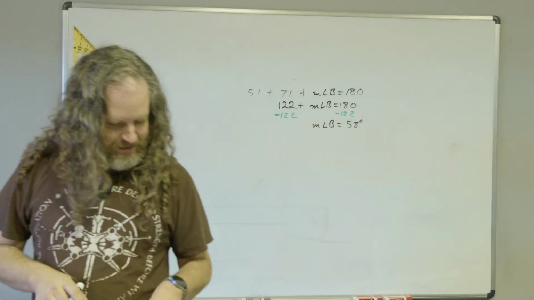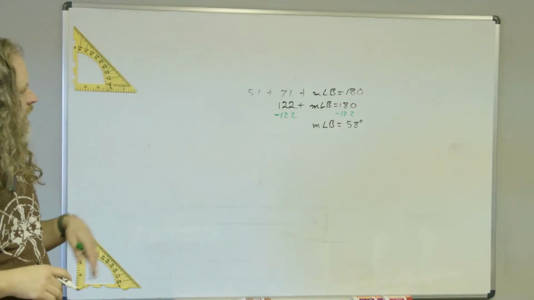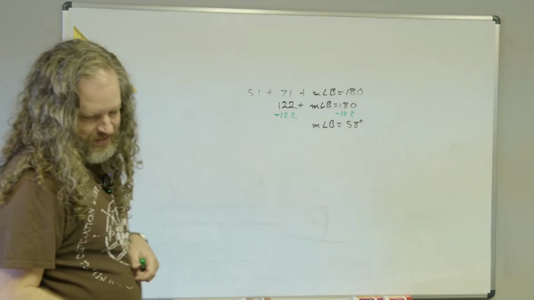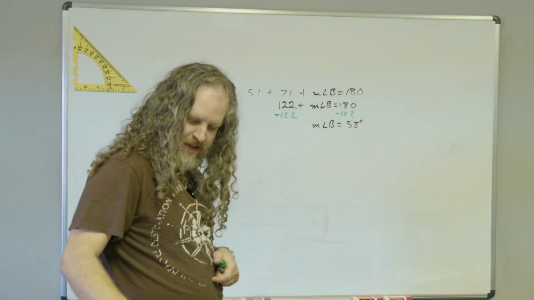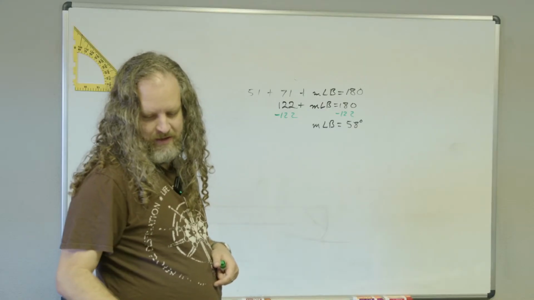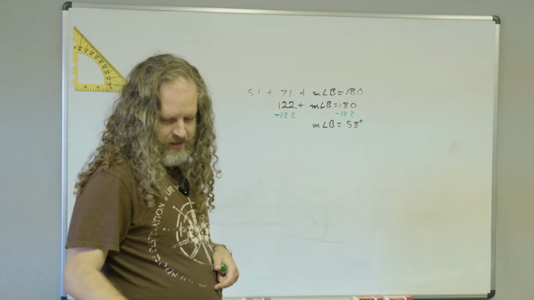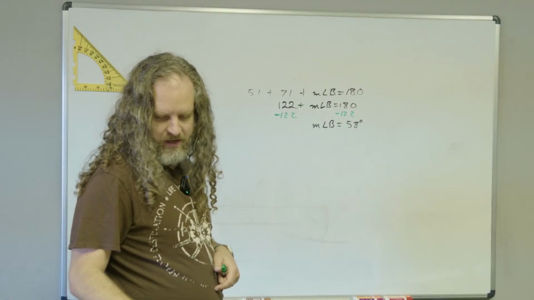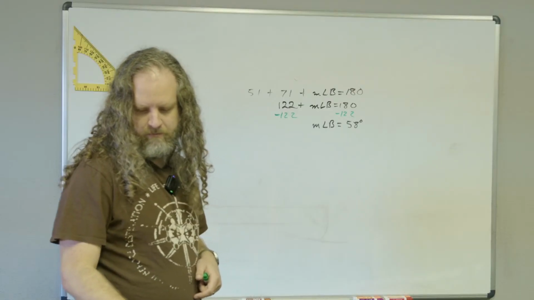So the smallest is angle A, and then angle B, and then angle C, which means that the shortest segment would be the one across from A, so segment BC, and then the one across from B, so segment AC, and then the one across from C, so segment AB, right?